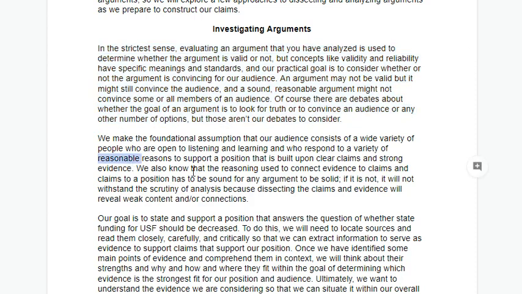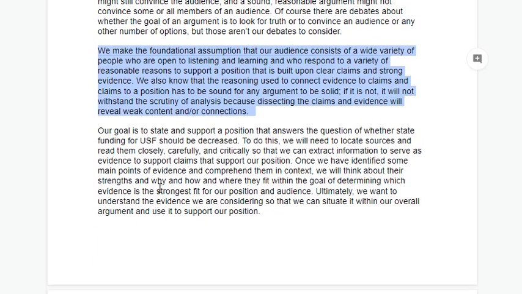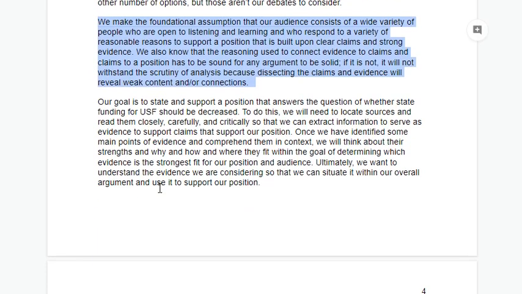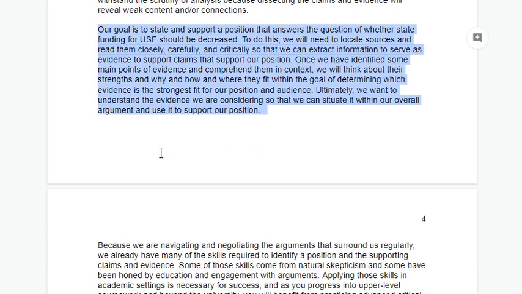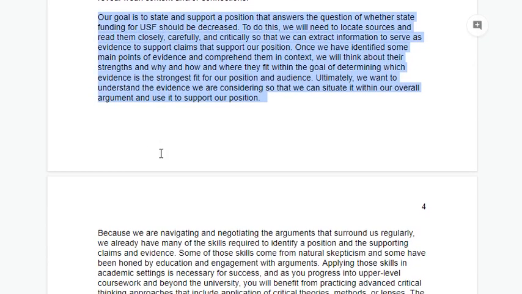We want to make the foundational assumption that our audience consists of a wide variety of people who are open to listening and learning, and who respond to a variety of reasonable reasons to support a position that is built upon clear claims and strong evidence. We also know that reasoning used to connect evidence to claims and claims to a position has to be sound for any argument to be solid. If it is not, it will not withstand the scrutiny of analysis, because dissecting the claims and evidence will reveal weak content and/or connections. Our goal is to state and support a position that answers the question of whether funding for USF should be decreased.